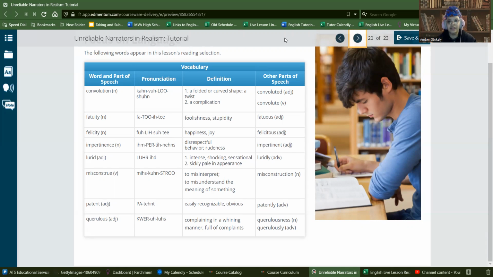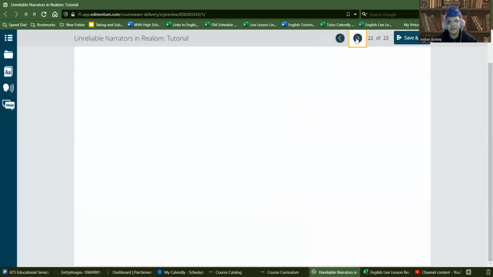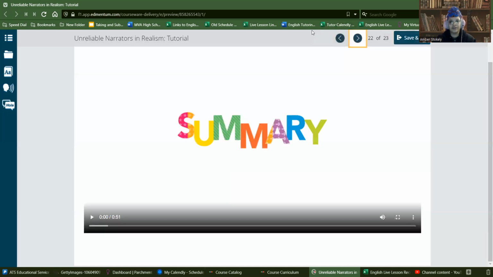Let's see. I think that this is actually it. Yep, it sure is. All right, I'll stop sharing. So this was a relatively simple lesson. There wasn't a whole lot to it this time outside of just reading the selection and understanding what an unreliable narrator is.